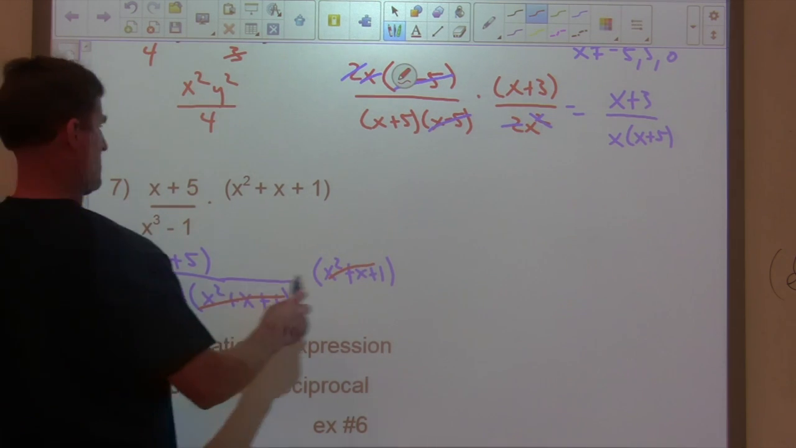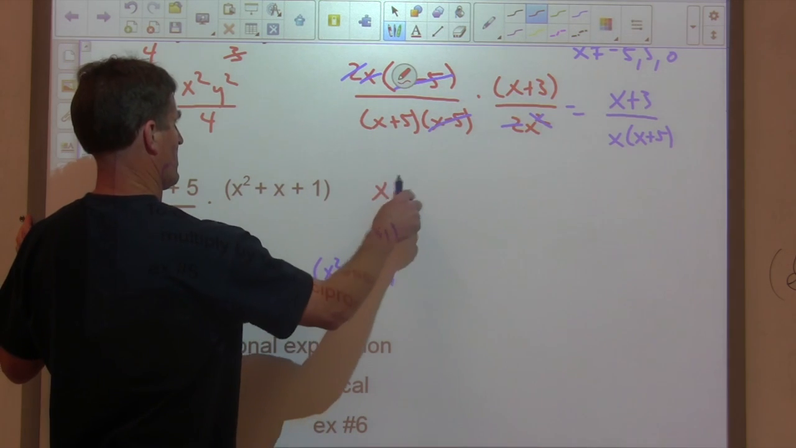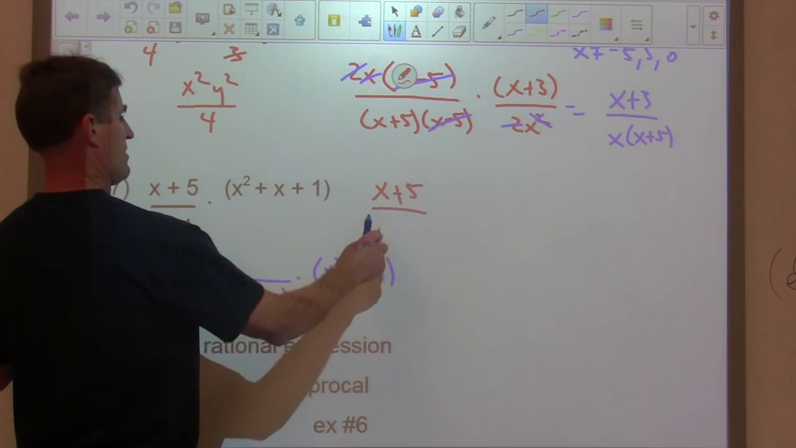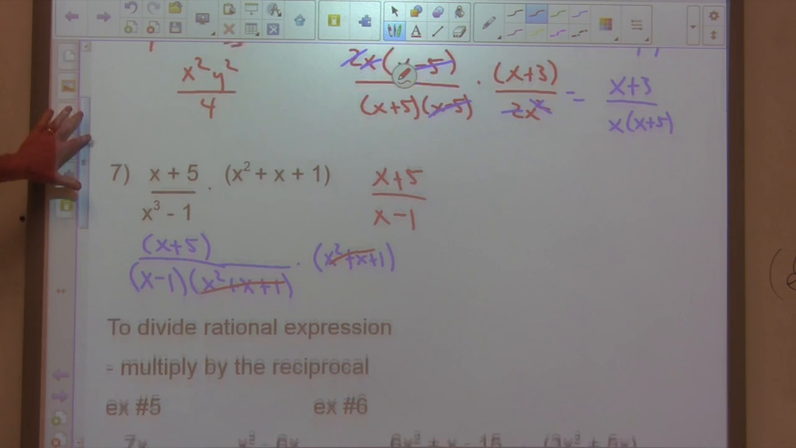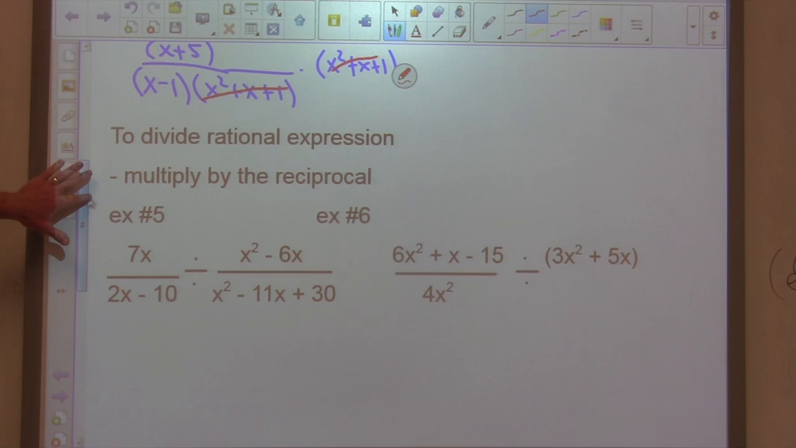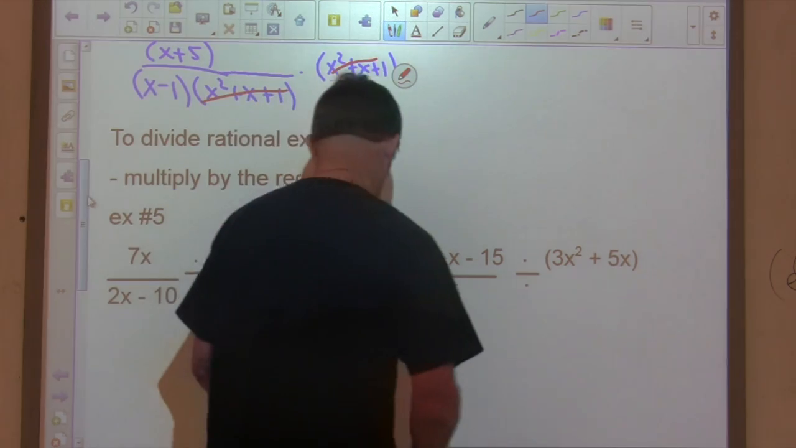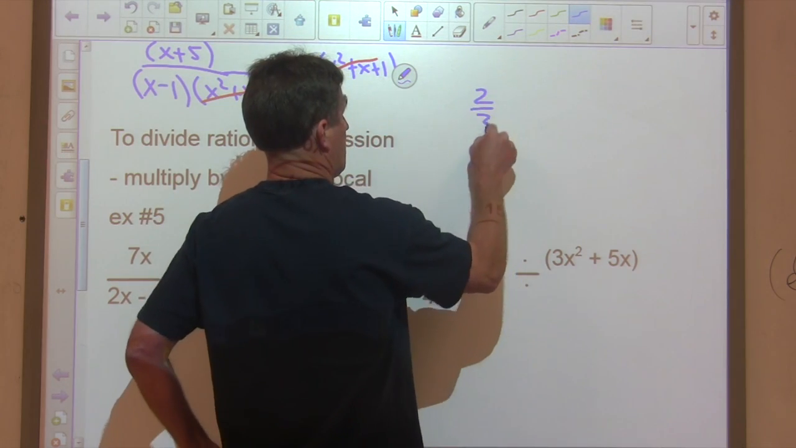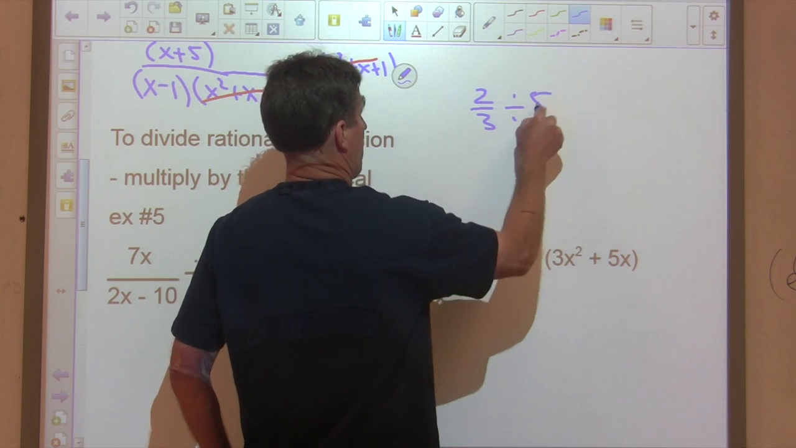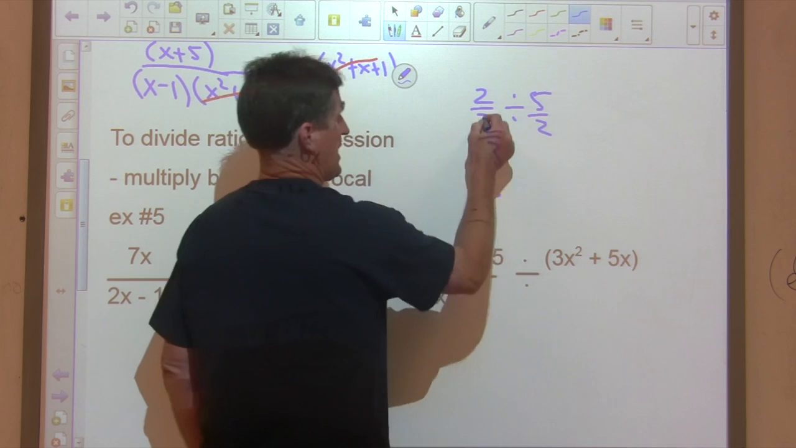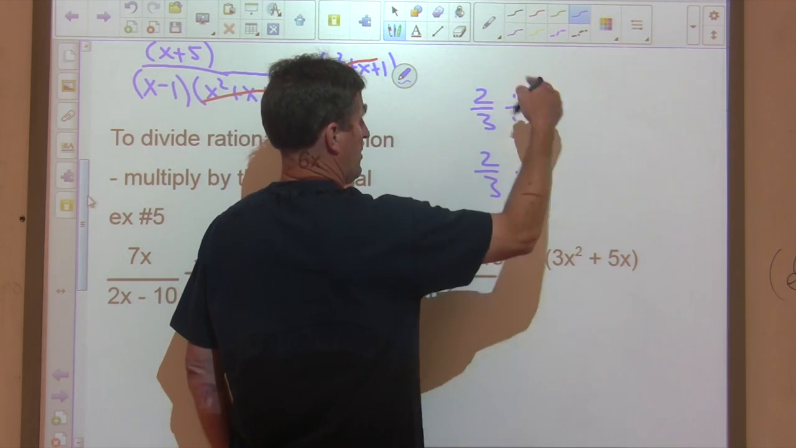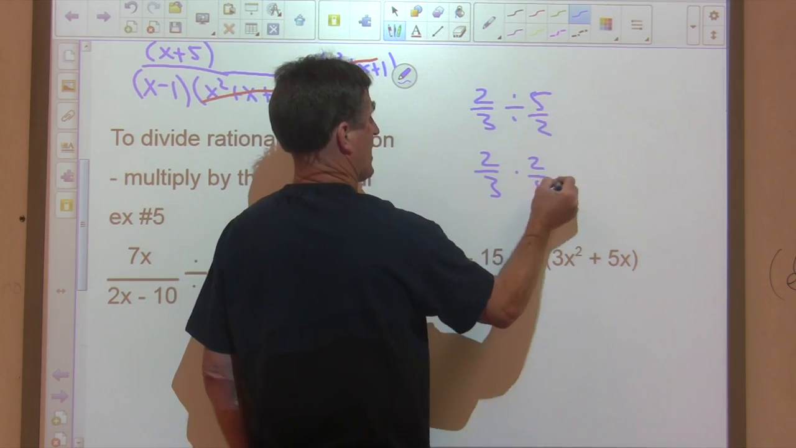Cancel that. So my answer is x plus 5 over x minus 1. Now, division. Remember when you divide fractions, 2/3 divided by 5/2 becomes, the first fraction stays the same, and you change it to multiplication and flip the second fraction over.